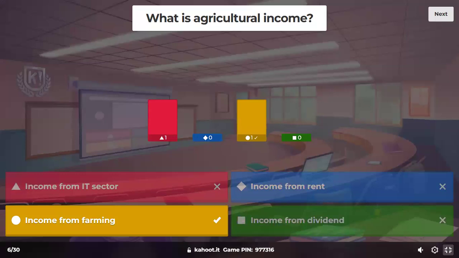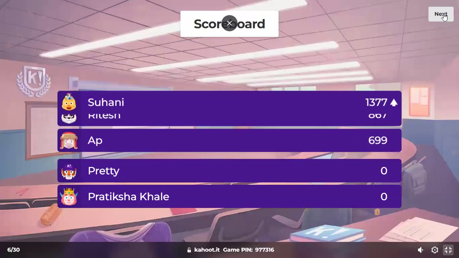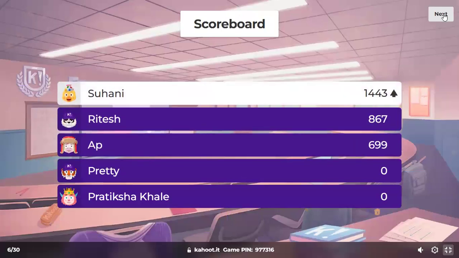Okay, the answer is farming. Now let's see who is topper. So Suhani, you are scoring good. Let's see for the others.